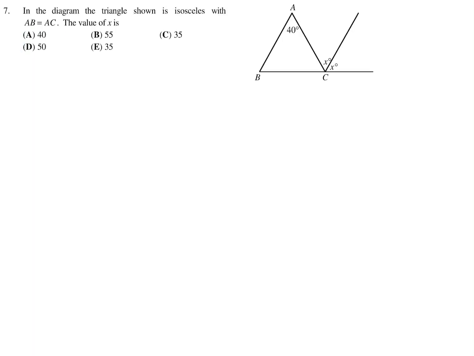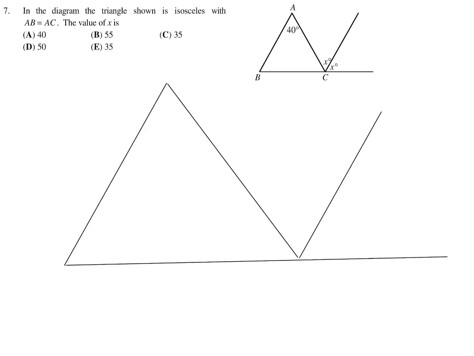In the diagram, the triangle shown is isosceles with AB equal to AC. The value of x is? First thing I want to do is draw this a little bit bigger, and this will allow me to give this explanation a little more clearly. So they've told you that this angle here is 40, this is x, this is x.